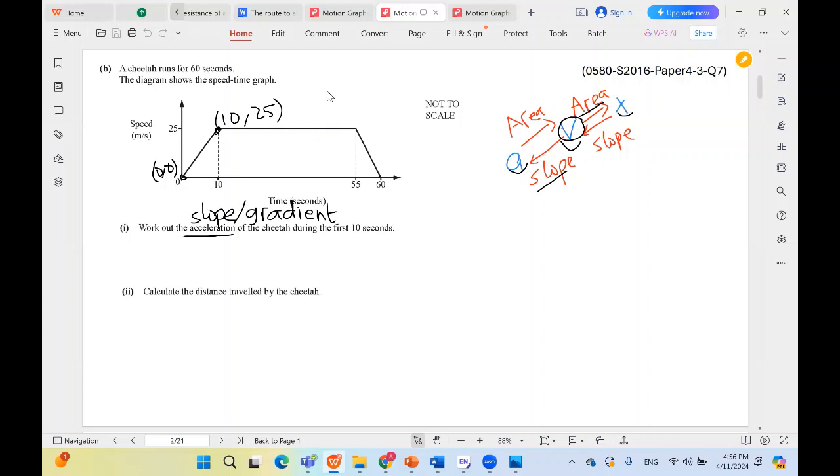And we use the formula y2 minus y1 over x2 minus x1. Of course, in this case, the first point is 0, 0. So we're just going to say this is x1, this is y1. And for this second point, we're going to call this x2, and this is going to be y2. Now we plug them into the formula, and we get 25 minus 0 divided by 10 minus 0. And this is going to give us 2.5. And the unit is meter per second squared.